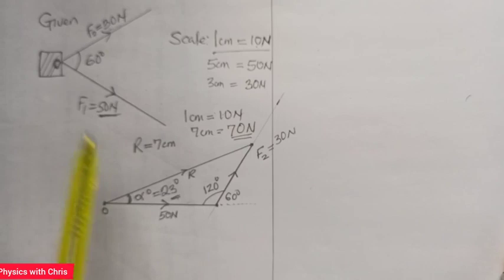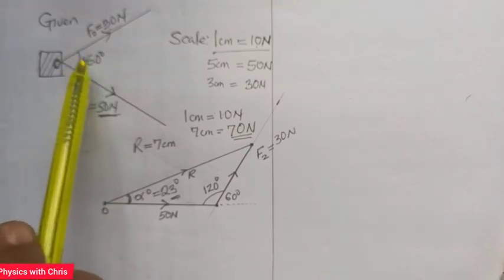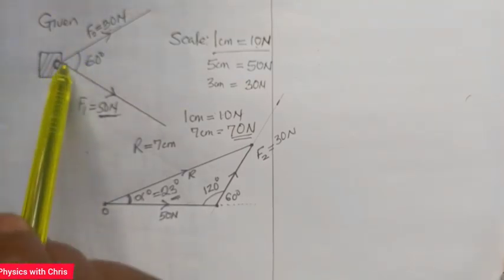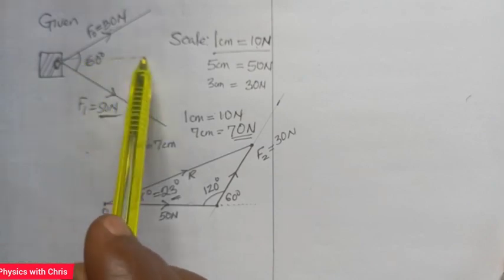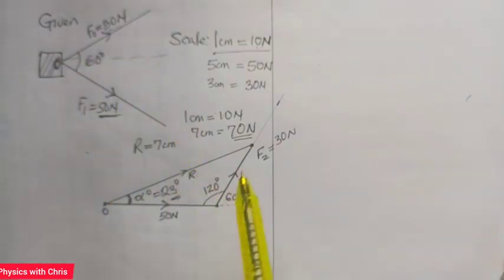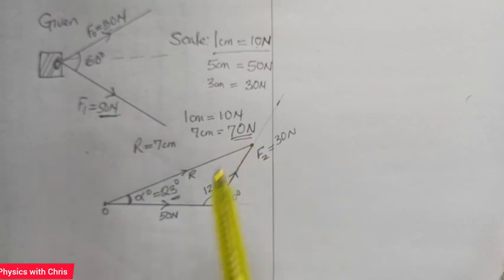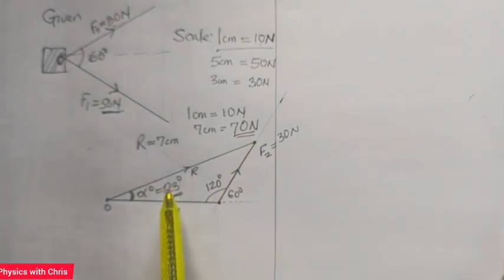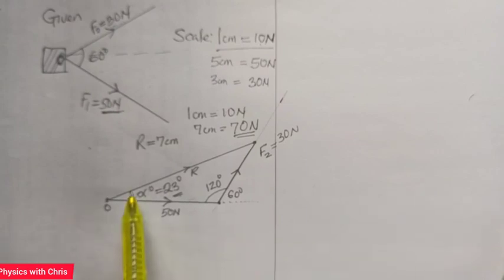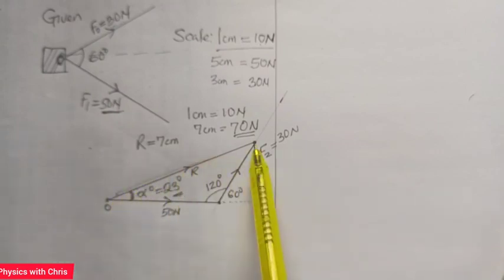Which means the single force that is actually pulling this box or this load in this direction is a vector of 70 Newton acting at about 22 degrees to the 50 Newton vector, because that is the angle between the resultant vector line and the 50 Newton force.